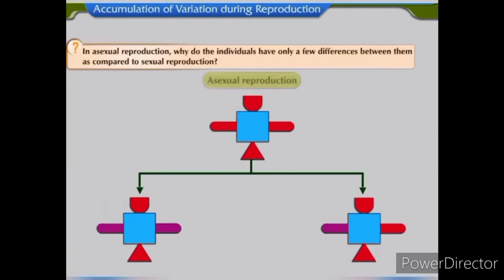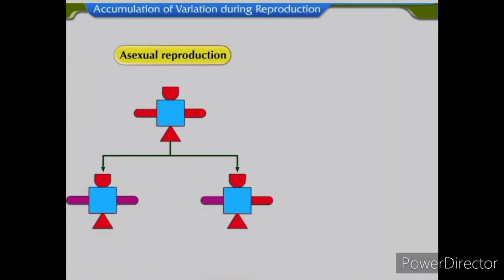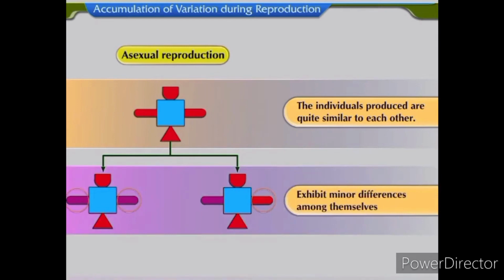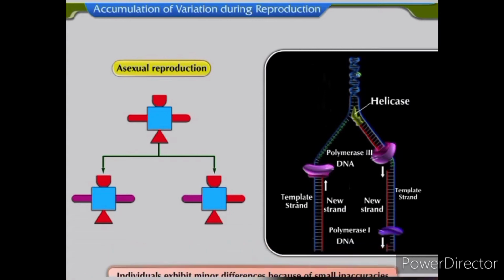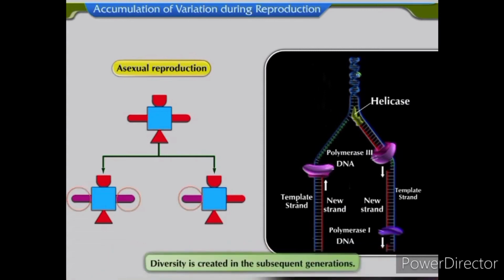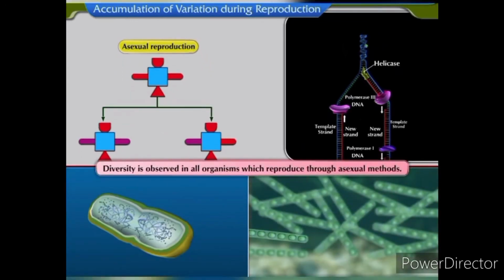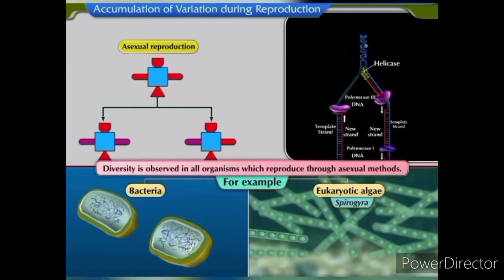Do you know why in asexual reproduction the individuals have only a few differences between them as compared to sexual reproduction? Well, in asexual reproduction, the individuals produced are quite similar to each other and exhibit minor differences among themselves. This is because of small inaccuracies involved during the process of DNA copying. In this way, diversity is created in the subsequent generations. This is observed in all organisms which reproduce through asexual methods. For example, bacteria and eukaryotic algae.